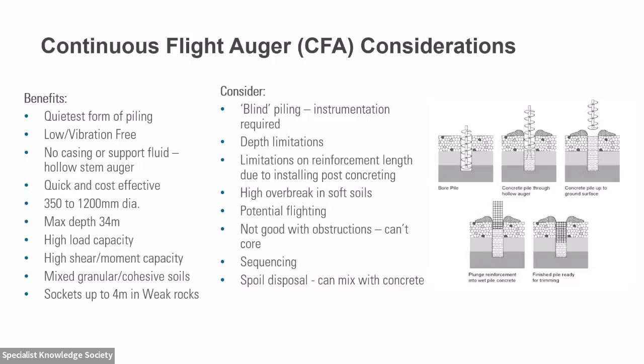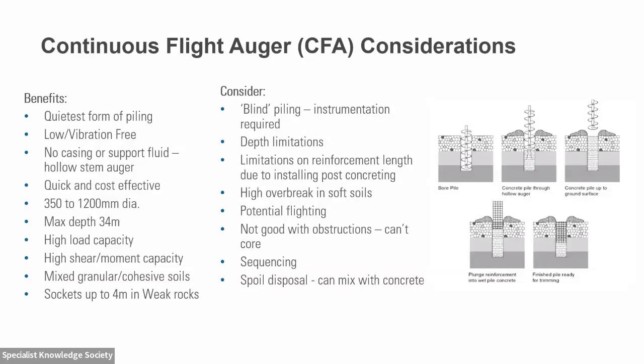Firstly, we've got the continuous flight auger piles. So these are piles which are constructed using, as the title says, a continuous flight of auger. So you've got a full length of auger on your piling rig. You drill that down, as in the top left, into the ground, down to the desired depth that you need. You then pump through that auger, through the hollow stem in that auger, your concrete, and then as you extract the auger, the concrete is placed into the ground.